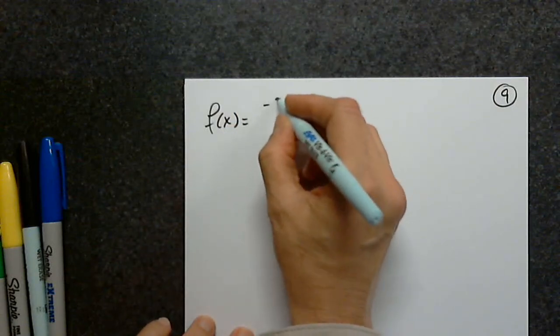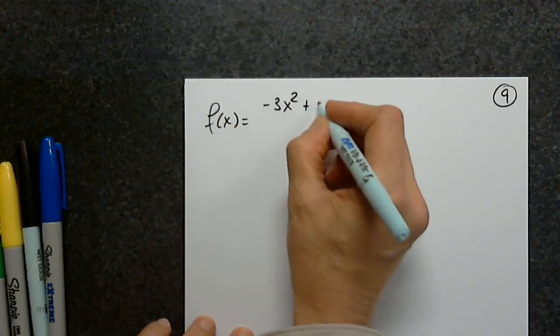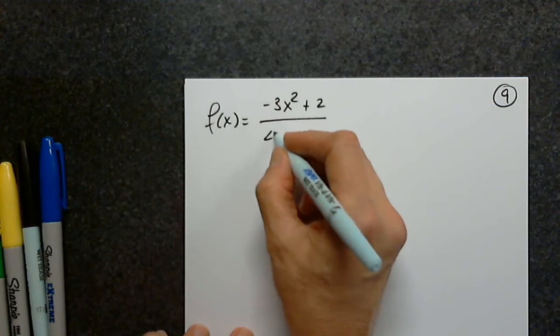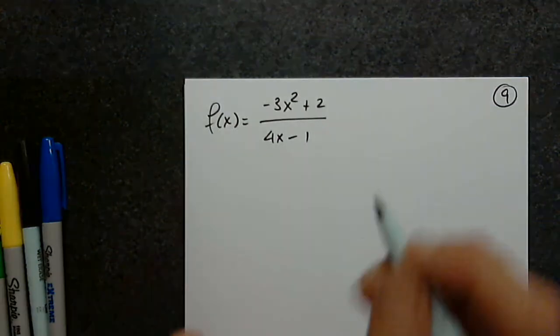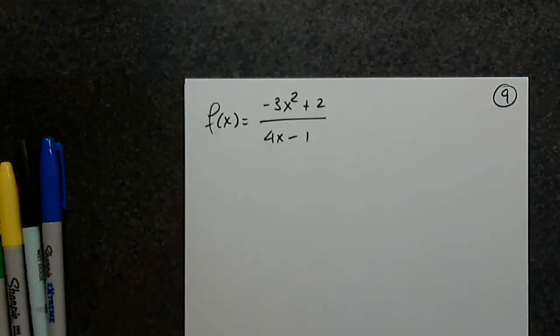f of x equals negative 3x squared plus 2 divided by 4x minus 1. And let's say we are asked to find f prime of x. How do I start?